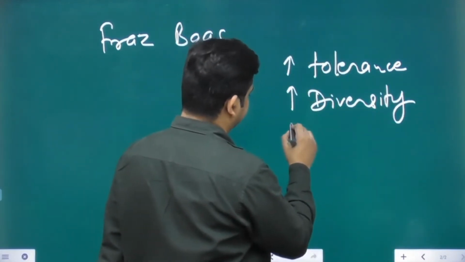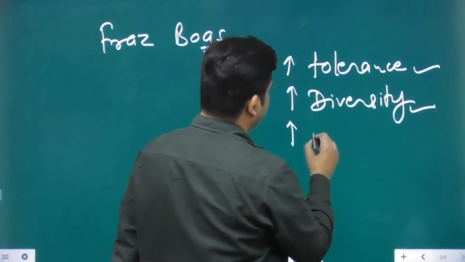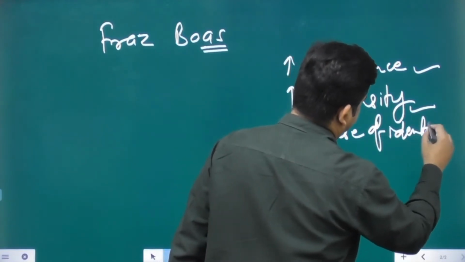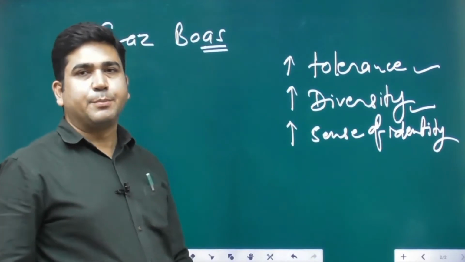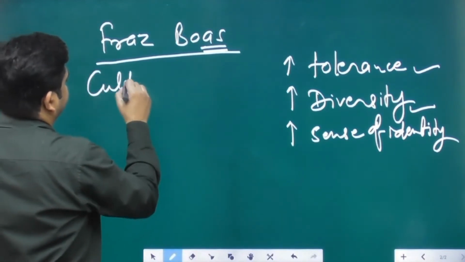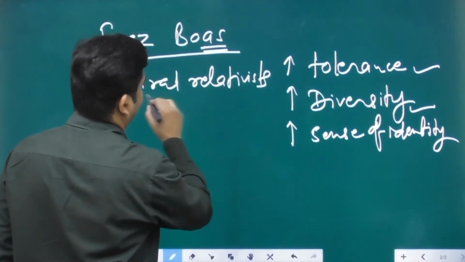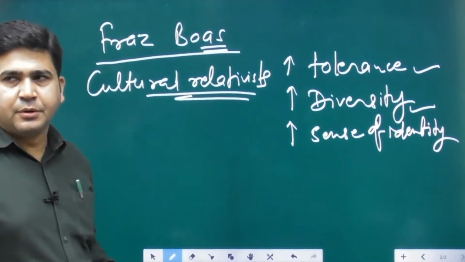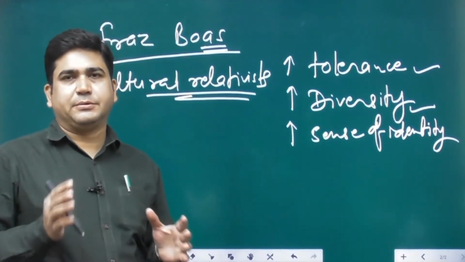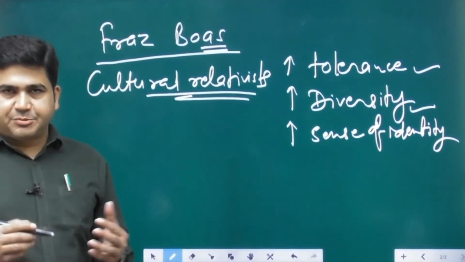Then, sense of identity is supported. Cultural relativists argue that there should not be any compulsion or coercion for anyone to follow a certain path, a certain way of living. Everyone's way of living should be respected and accepted.